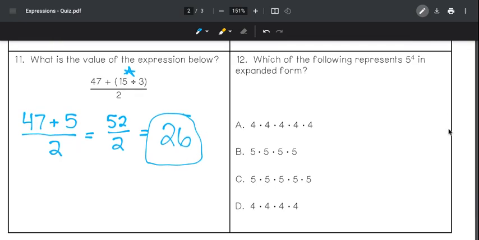All right, number 12. Which of the following represents 5 to the 4th in expanded form? Remember, 5 to the 4th means we're multiplying our big number this many times. So our correct answer was B, big number 4 times being multiplied together.